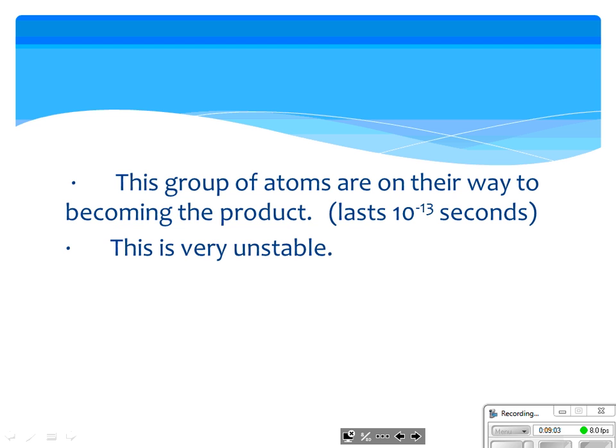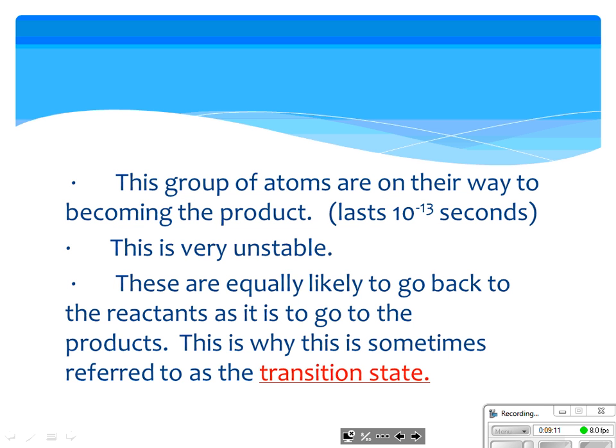This activated complex is very unstable. It is just as likely to go back to the reactants as it is to convert into the products. That is why we sometimes call this activated complex the transition state. The reactants are transitioning into the products. Another name for the activated complex is the transition state.